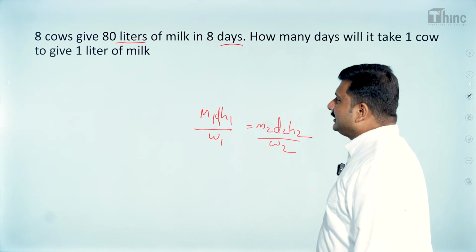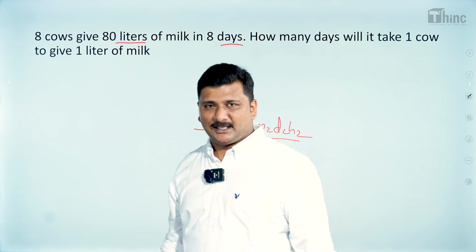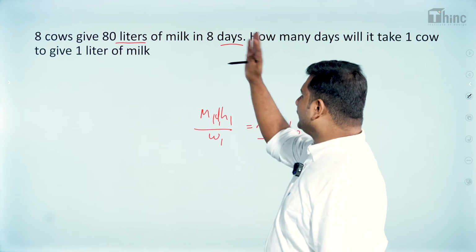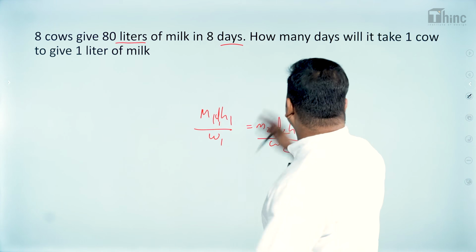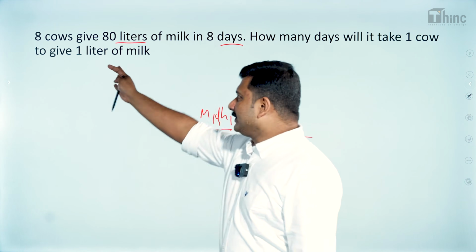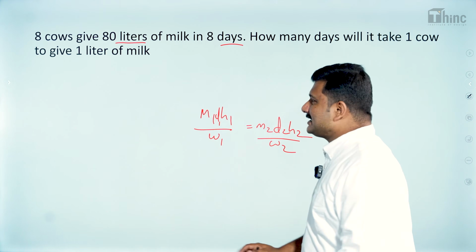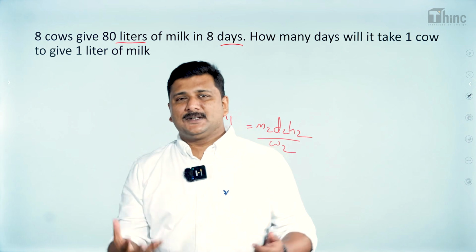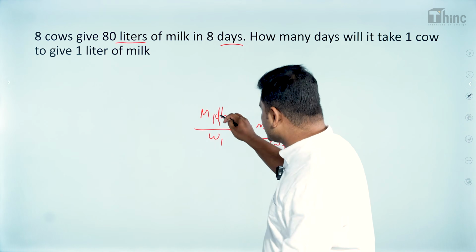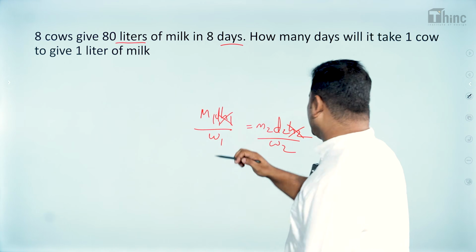But what is missing? The number of hours they are working per day is missing in this question. 8 cows working for 8 days can produce 80 liters of milk. One cow will produce 1 liter of milk in how many days is the question. So what is not mentioned in the question? The hours per day they are working is not mentioned. So we have to eliminate hours from both the sides.